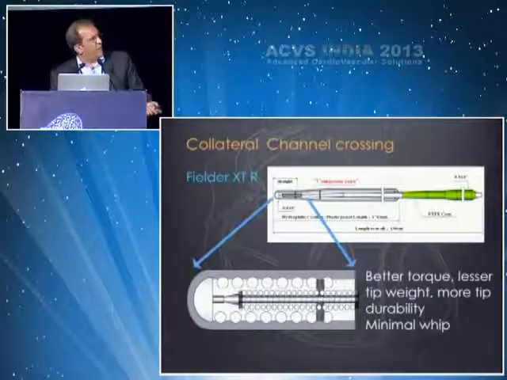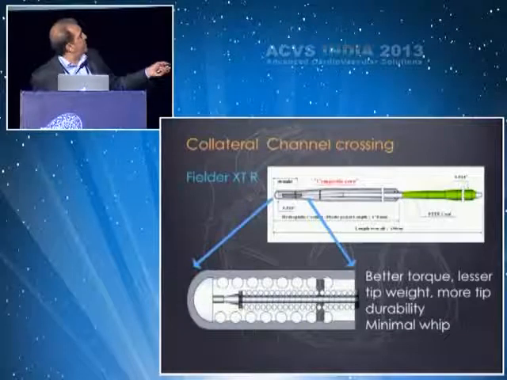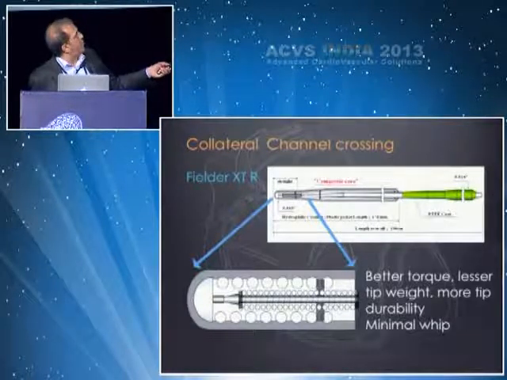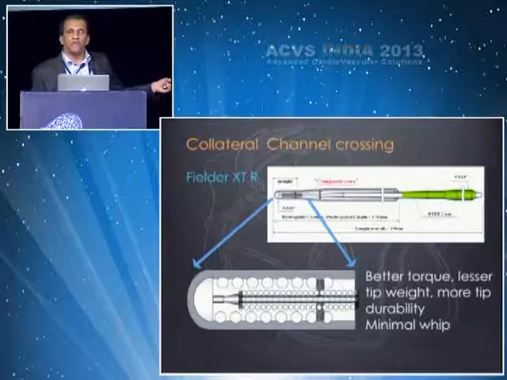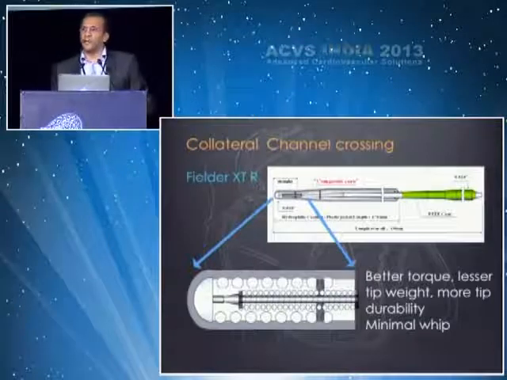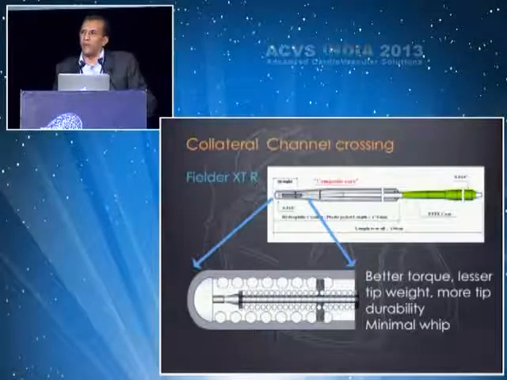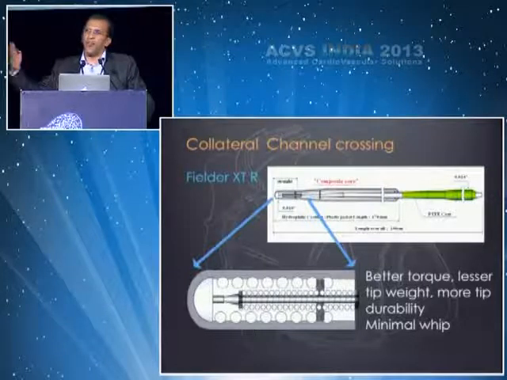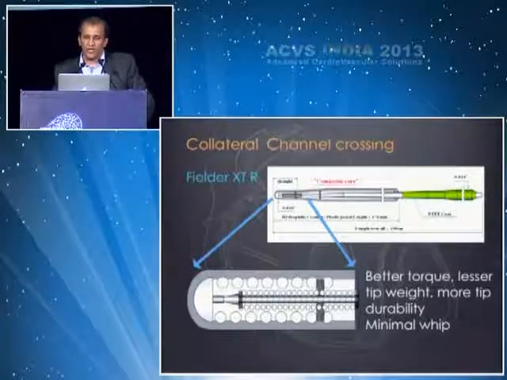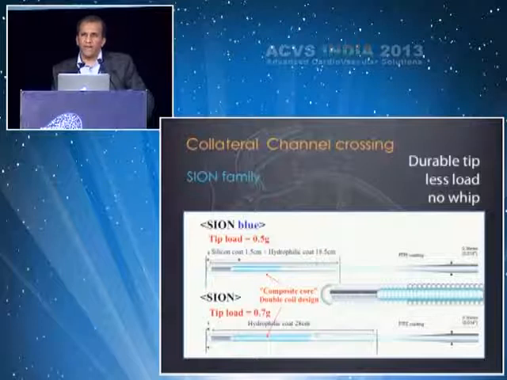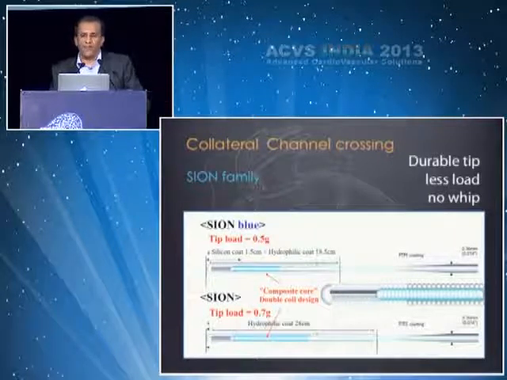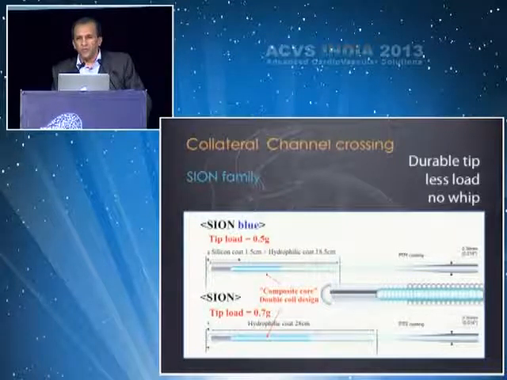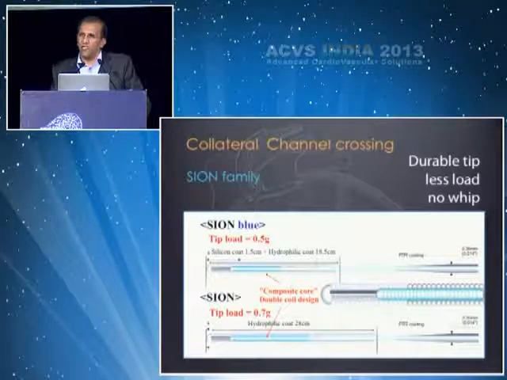But what is important in these new wires is this composite core, where there is a central Acton rope, which actually allows tip retention and a linear torque of 1:1, avoiding whiplash and avoiding release of energy, which causes the dissections of these channels. And this is entirely from the Fielder XTR and the Sion family. They make the tip durable, they are less loaded, and there's no whip.